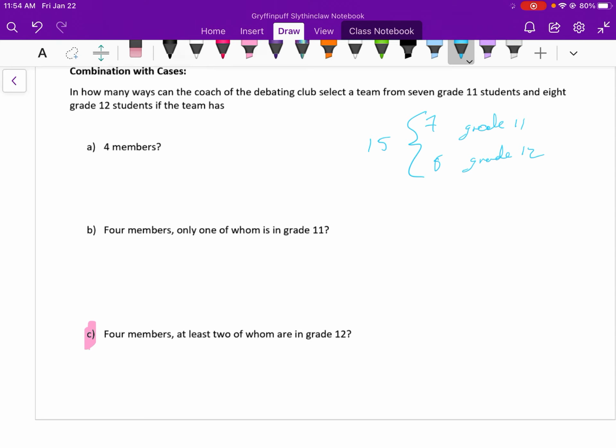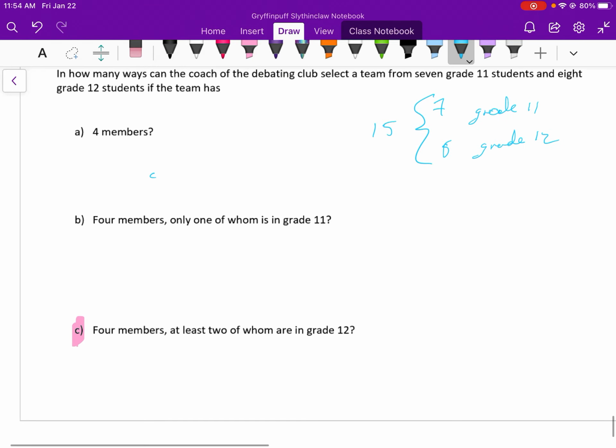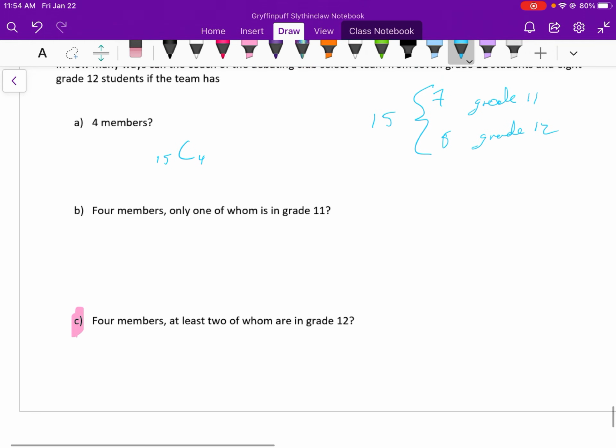What if the team had 4 members? Well, out of 15, we're going to choose 4, so that would be 15 choose 4. Now, 15 choose 4, quickly punched into the calculator, is 1,365.